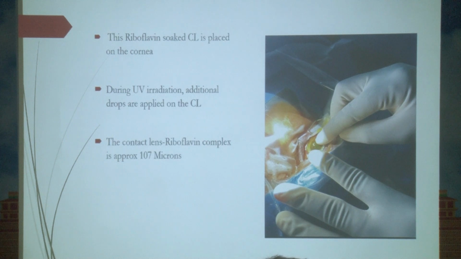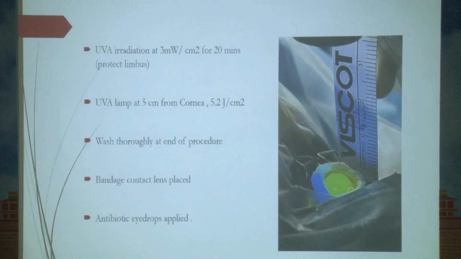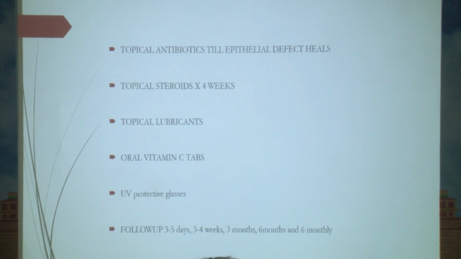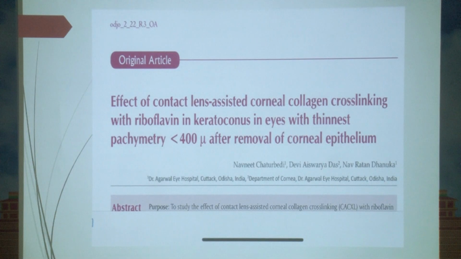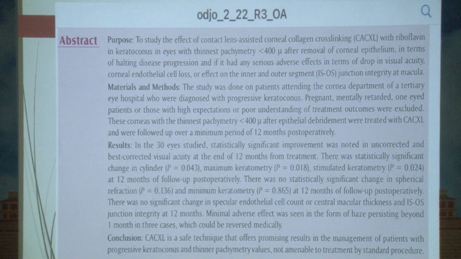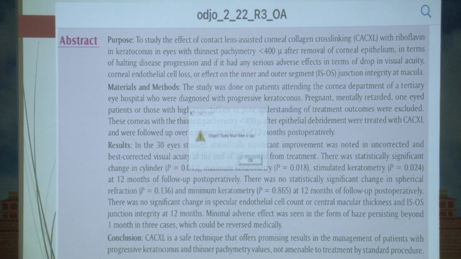Then before we start cross-linking, this riboflavin soaked contact lens is placed on the cornea, and it is exposed to UV light for 20 minutes as opposed to 30 minutes for standard cross-linking. At the end of the procedure, it's washed thoroughly, a bandage contact lens is placed, antibiotic eye drops are applied, and the standard post-operative regime is the same. Topical antibiotics till the defect heals. We had a case series where we took up 30 cases.